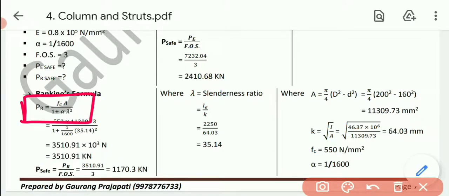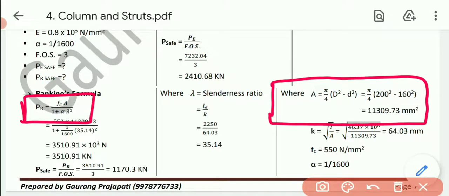PR equals FC into area divided by 1 plus alpha into lambda square. Talking about the unknowns, we have already solved this kind of example. First of all, we need to calculate the area. For the hollow circular section, the equation for the area is pi by 4 into capital D square minus small d square. We already have capital D as 200, small d as 160. Let's put down the values: pi by 4, 200 raised to 2 minus 160 raised to 2. So ultimately I will get the answer 11309.73 mm square. So the first problem, the area, is solved.